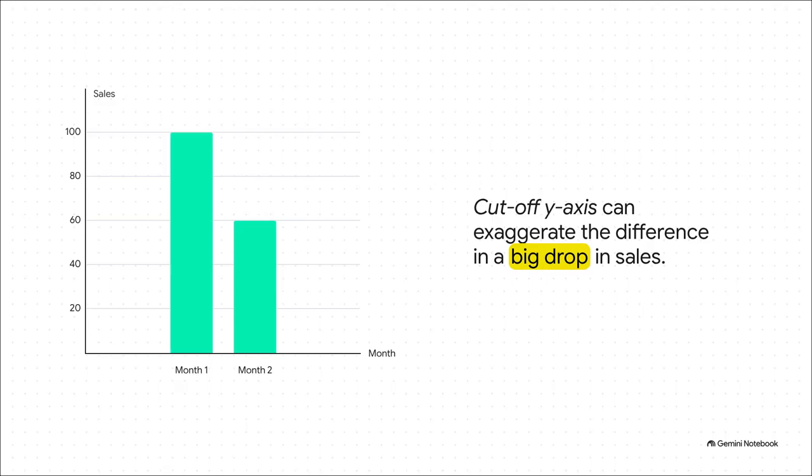But wait, look closer at the y-axis, that vertical line. It doesn't start at 0. It is intentionally cut off. If a company goes from making 100 sales down to 95 sales, and the graph only shows the numbers from 90 to 100, that tiny little drop of 5 looks like a massive 50% plunge visually. They are totally exaggerating the difference by messing with the axis.